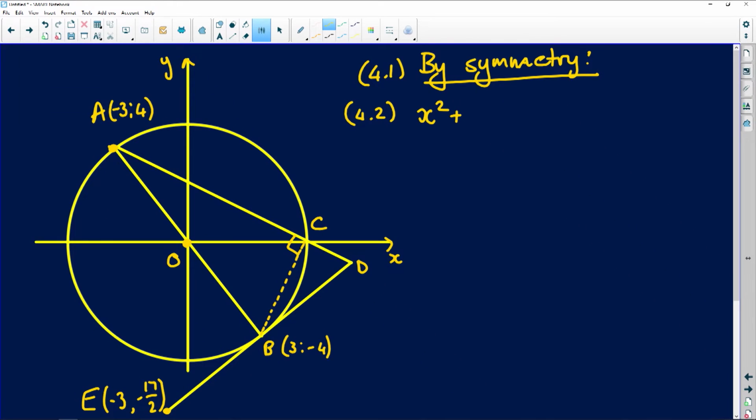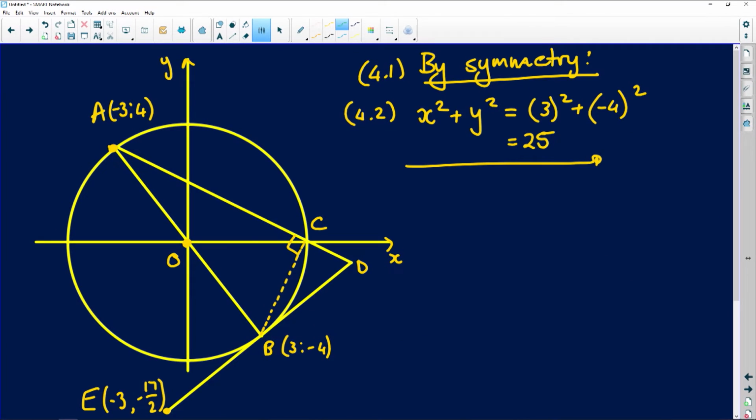They say determine the equation of the circle that passes through the points. We know it's x squared plus y squared because the center is at 0, 0. What is it equal to? Well, the radius squared will be 3 squared plus this negative 4 squared. That gives you 9 plus 16, and that is 25. So the equation of the circle is x squared plus y squared is 25.